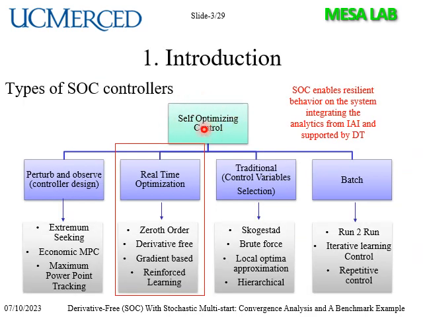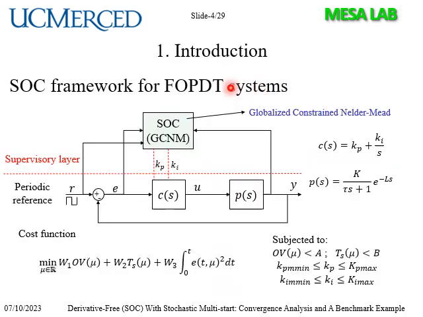Self-optimizing control can be divided into four categories: the perturbation-observed type controllers, like extremum seeking or maximum power point tracking; the traditional self-optimizing control proposed by Skogestad for systems with hundreds or thousands of control variables, where a cost function is introduced to select the best control variables at each moment; some batch-style controls like run-to-run and iterative learning control; and the ones we're interested in today, real-time optimization, which includes zero-order or derivative-free algorithms or gradient-based optimization methods.